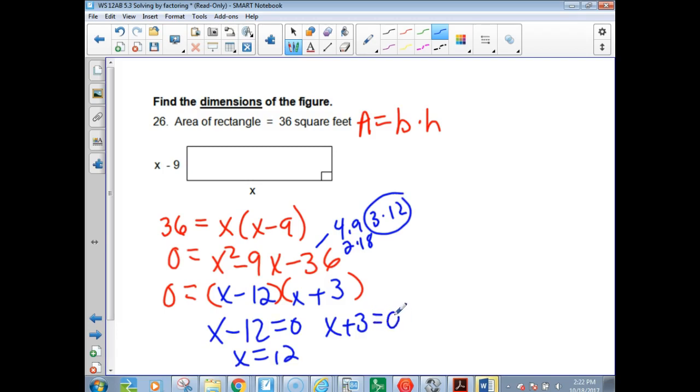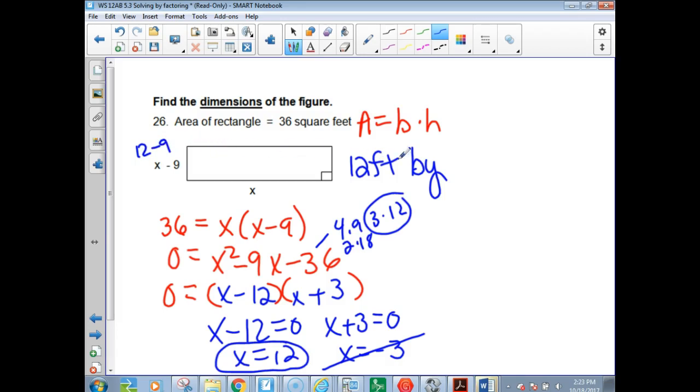Now, one of these answers makes no sense to the problem. This is a length. Negative 3, okay. No. So the one you want is the 12. And then it says to find the dimensions. So that's going to be 12 feet. How I know it's in feet is because this area is 36 square feet. When you unsquare square feet, you get feet. Feet times feet is feet squared. All right, so anyway, it's 12 by, and then we think, okay, wait, 12 minus 9. Oh, the other one is 3, but it wasn't negative 3, it's positive 3.